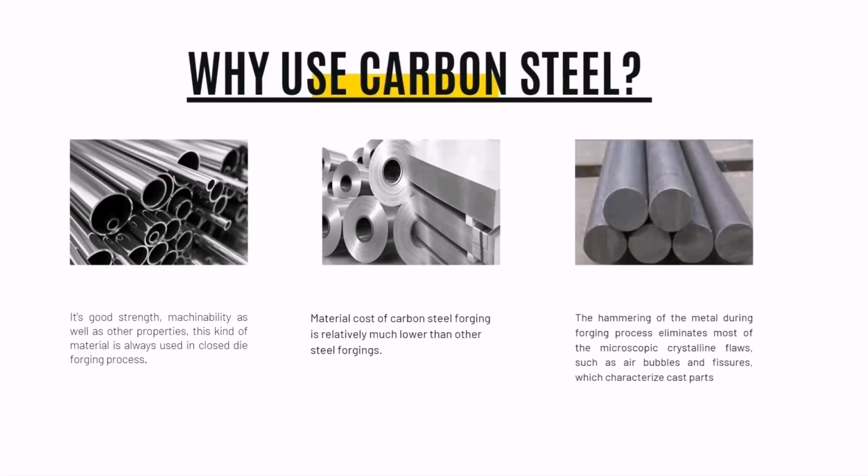Why use carbon steel? First reason, just what I said before, its good strength, machinability as well as other properties. This kind of material is always used in the closed die forging process. Next, the material cost of carbon steel forging is relatively much lower than other steel forgings. The hammering of the metal during the forging process eliminates most of the microscopic crystalline flaws such as air bubbles and fissures which characterize cast parts.